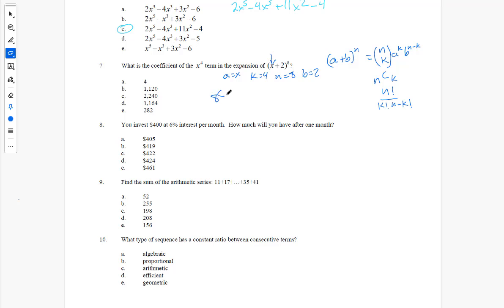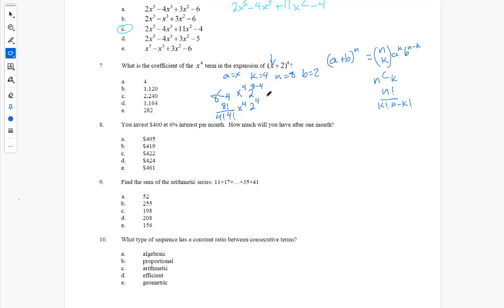We have 8 choose 4, I just messed that up, there we go, 8 choose 4, x to the 4th, 2 to the 8 minus 4. Can you see that right there? That's the sum of those terms. So here we get 8 factorial over 4 factorial, times x to the 4th times 2 to the 4th power.